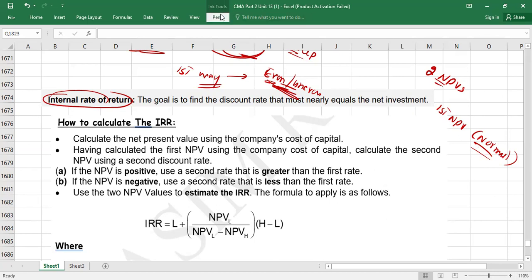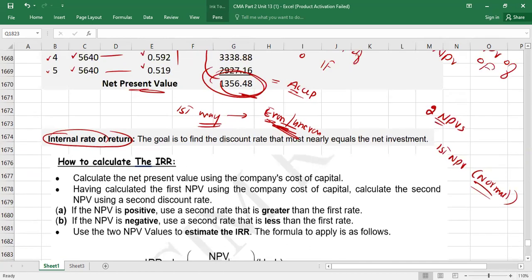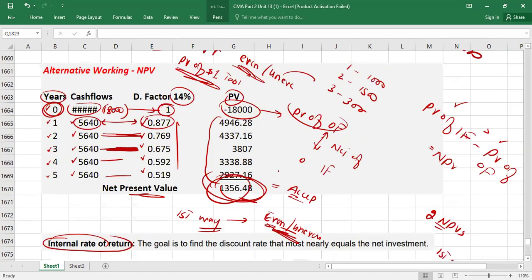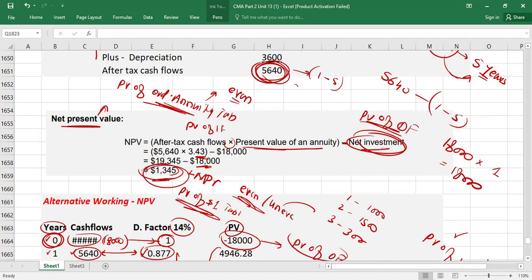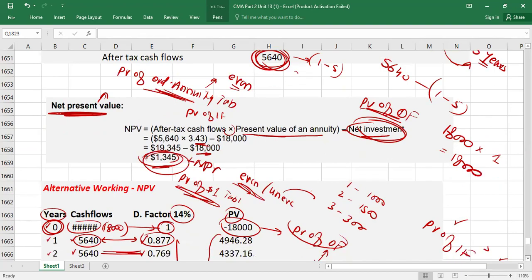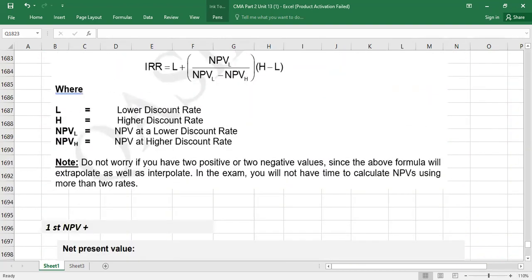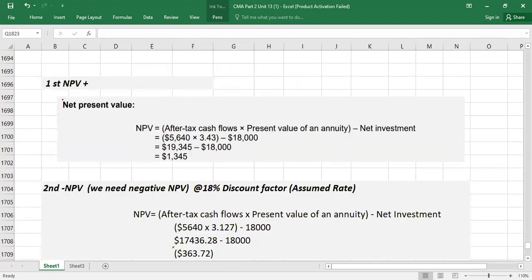So that is the first NPV, and we have already calculated it. And what was the first NPV? If you don't forget, the first NPV was 1356 by using this way, or 1345 by using this way, right? A slight difference is there due to rounding off. So I'll take this NPV as my calculation shortcut. So we have the first NPV at which rate? At 14%. We used the annuity table, right?